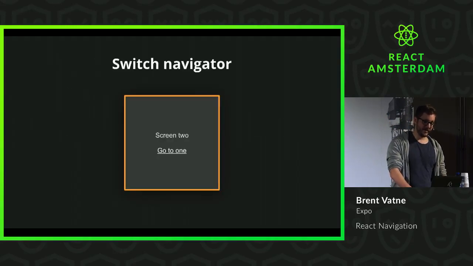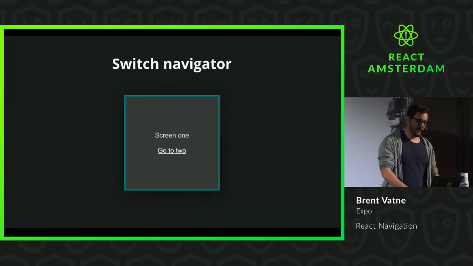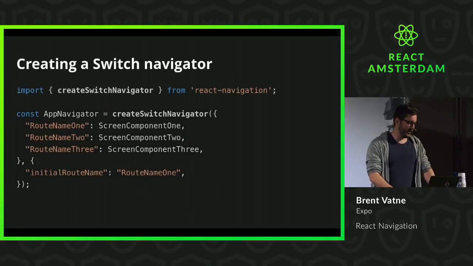And so that essentially just looks like this. It's not particularly fancy. Press go to 2, screen 1's unmounted. Press go to 1, screen 2's unmounted. There's no animation or anything between them, just pretty simple.